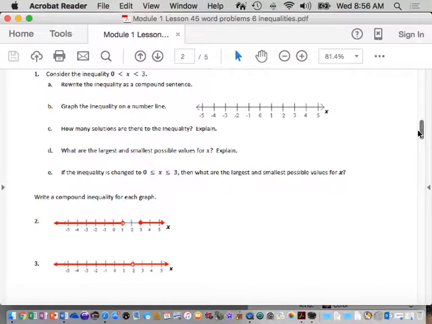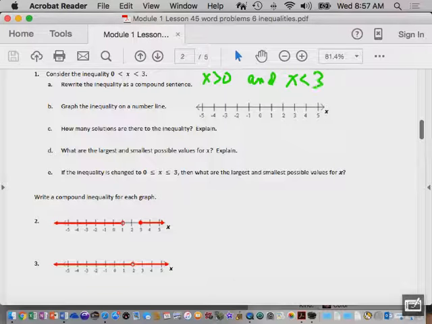Okay, so now, rewrite the inequality as a compound sentence. That goes like this, ready? X is greater than 0 and X is less than 3. Both of those things are going on. In other words, one of them is that 0 is smaller than X, 0 is less than X.